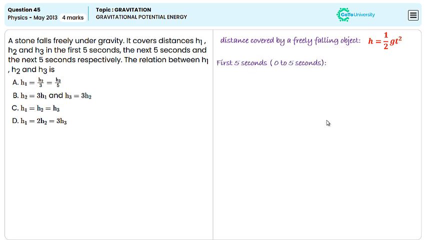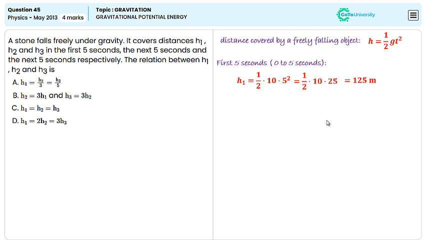For the first 5 seconds, that is 0 to 5 seconds, we have h1 is equal to half into 10 into 5 square. Here g is nothing but 10, which is constant, and t here is 5 seconds. So 5 square is 25, which gives half into 10 into 25, which is equal to 125 meters.